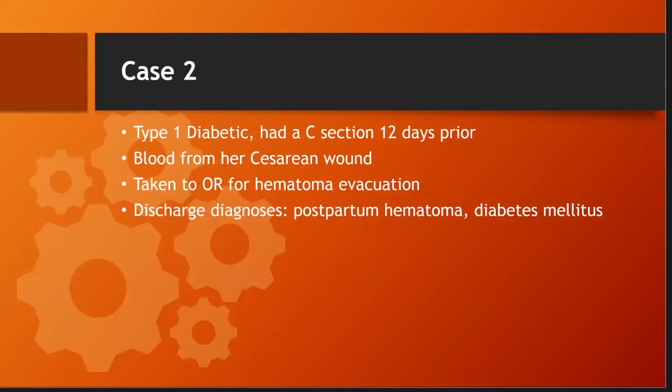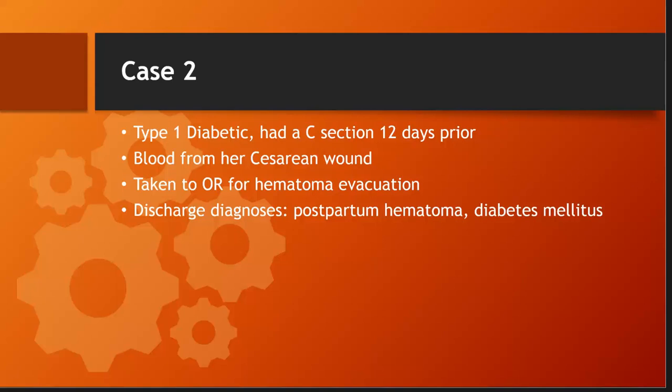The next one you were asked to do was case 2. This patient is a type 1 diabetic who is on insulin, who had a C-section 12 days prior. The day before admission, she noticed a large amount of bloody discharge from her cesarean wound. She was admitted and taken to the OR, where the wound was opened and a very large hematoma was evacuated from the abdominal subcutaneous tissue. The wound was drained and packed, and 3 days later, they did a secondary wound closure.